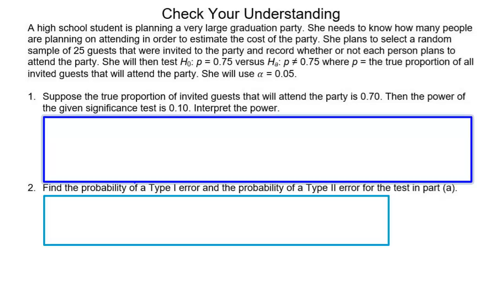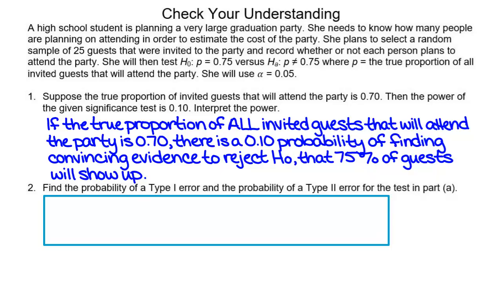yes, so we would have a 10% probability, or a 0.10 probability, of finding convincing evidence to reject the null. The power is the power to reject the null. That's the probability of us rejecting the null if the alternative hypothesis is actually true. If the true proportion of all invited guests that will attend the party is 0.70, then there is a 0.10, that's our power, probability of finding convincing evidence to reject the null that 75% of guests will show up.